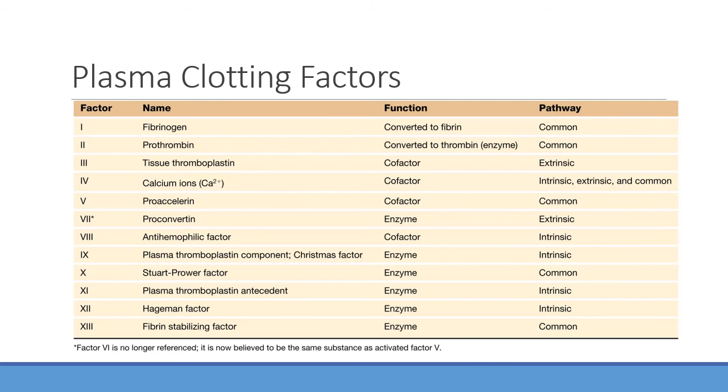Anyone know what you call a factor 8 deficiency? Hemophilia, type A or B? A. Versus factor 9 is going to be hemophilia B. Christmas disease, right? Less fun disease than what it sounds like. I'm telling you right now.